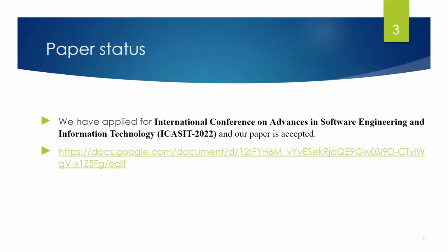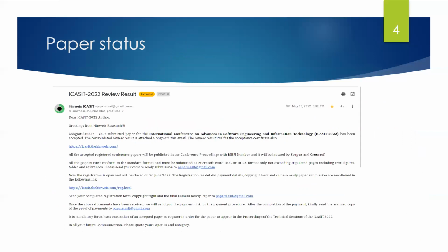So paper status. We have currently applied and our paper is accepted in the International Conference of Advances in Software Engineering and Information Technology, that is ICA-CISIT 2022. So this is the mail which we received that the paper is accepted in the conference.